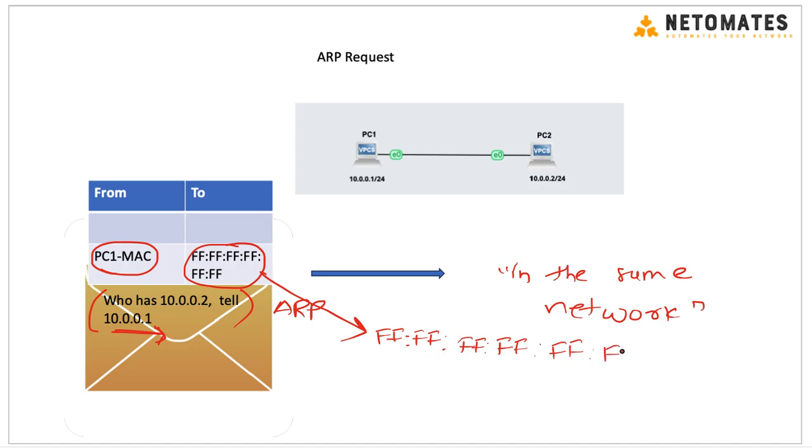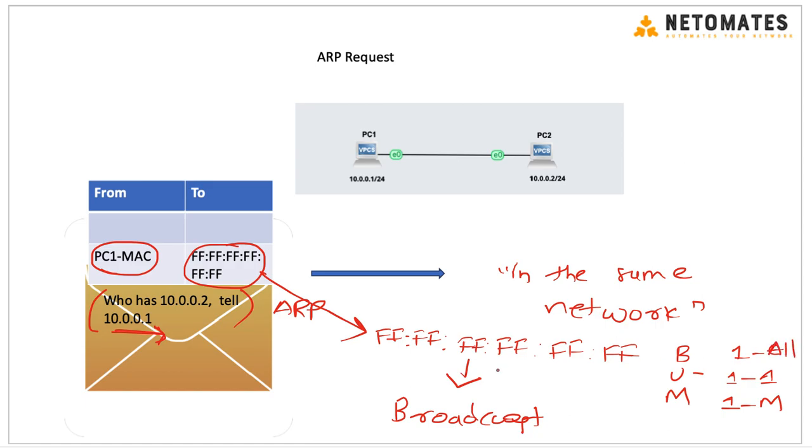What this means is that it is a broadcast. We also learned the different types of communication: unicast, broadcast and multicast, right? Unicast is one to one, multicast is one to many, broadcast is one to everyone, one to all. So the ARP request is an example of broadcast traffic.